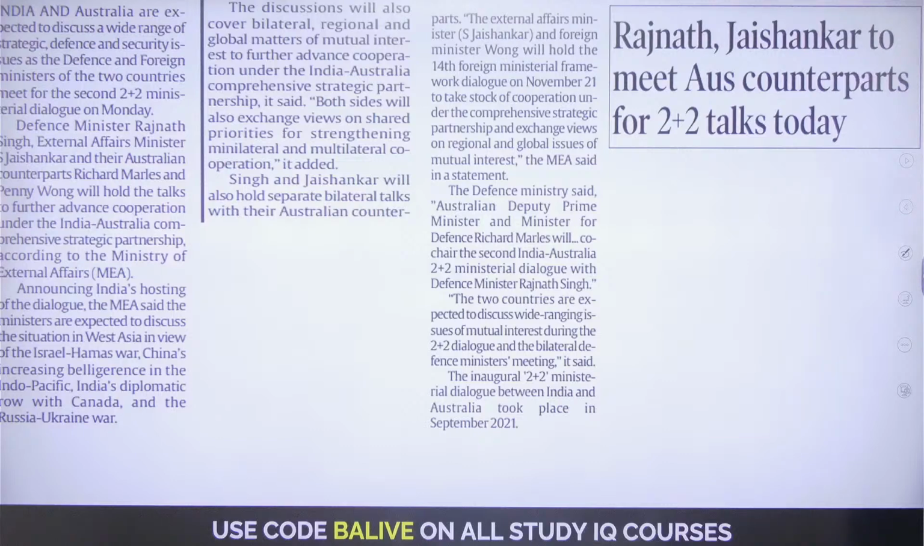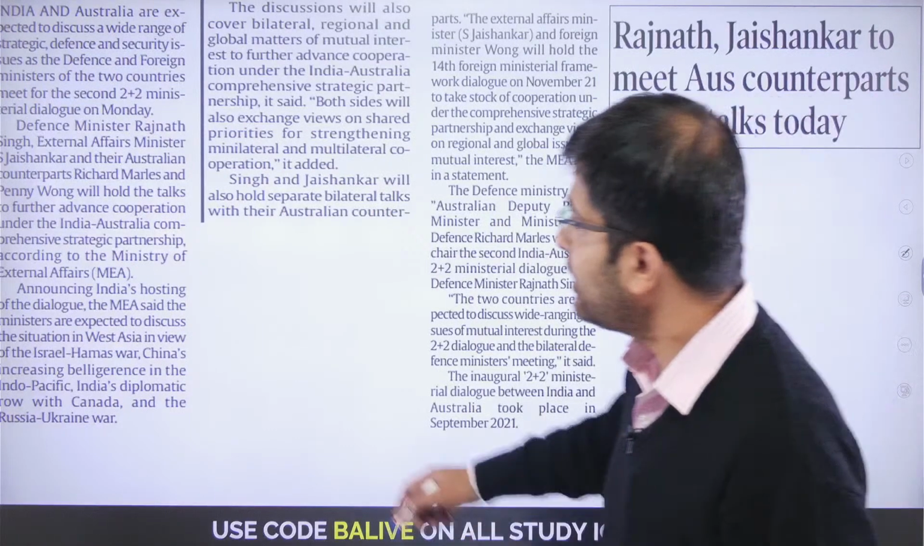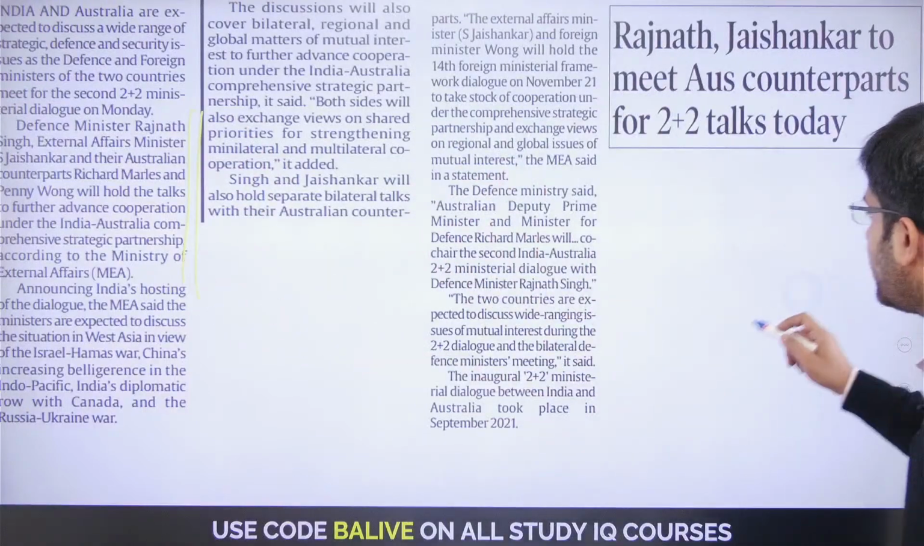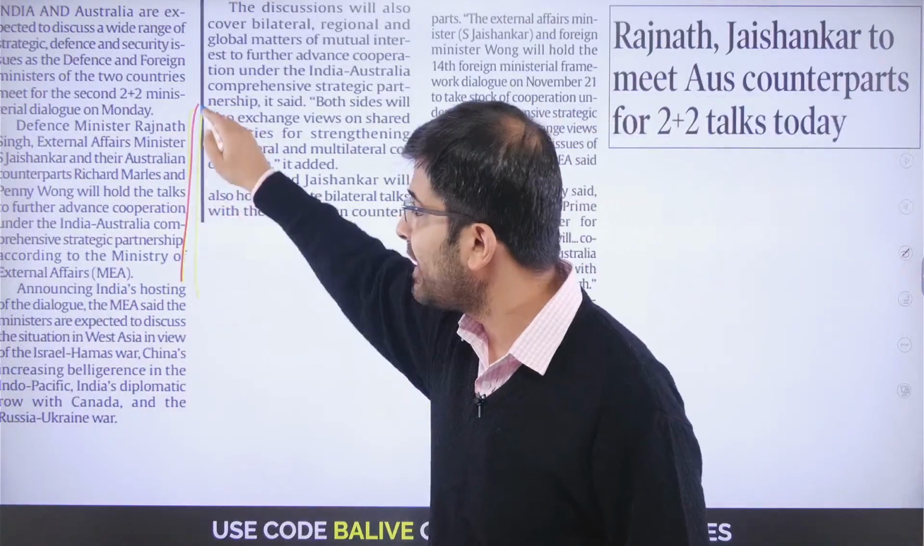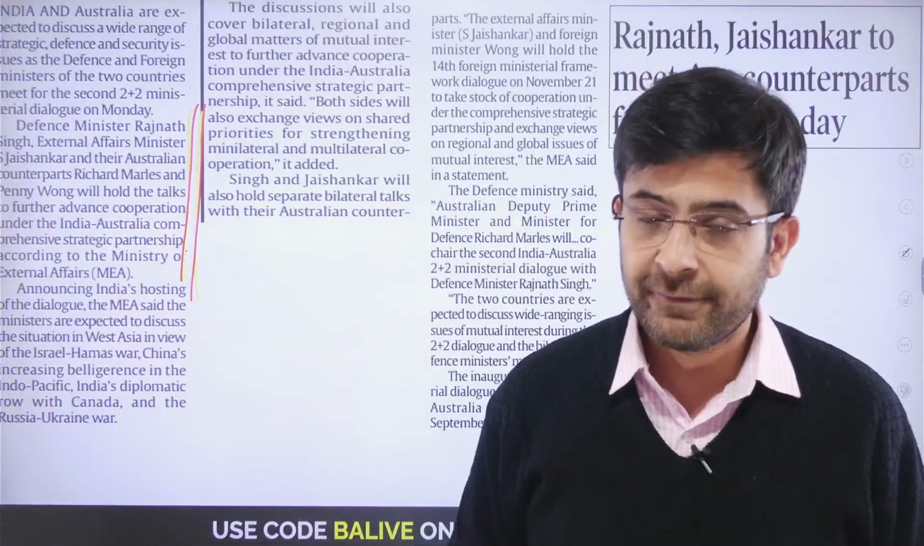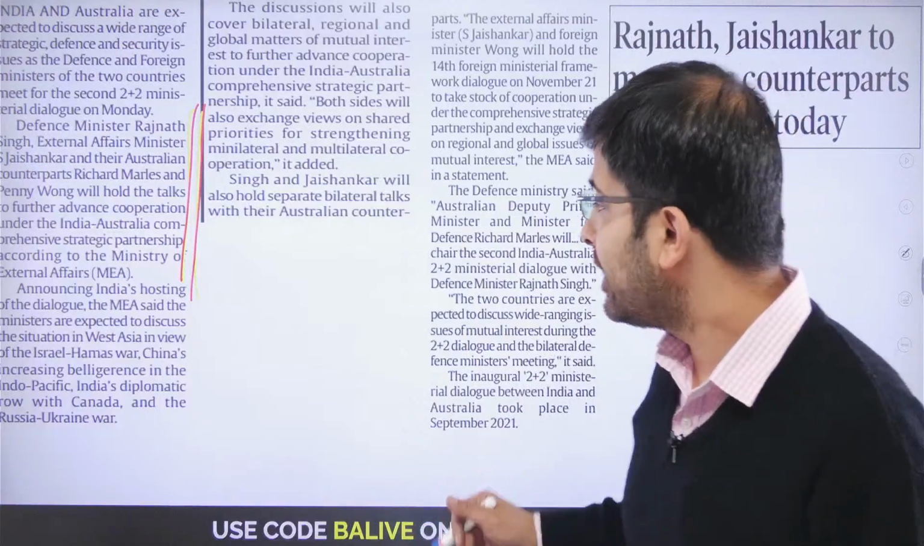The second topic that I have for you today: the 2+2 talks that will be happening. Very, very important. You have Defence Minister Rajnath Singh, External Affairs Minister S. Jaishankar, and their Australian counterparts, the Australian Defence Minister and the Australian External Affairs Minister. They will be meeting and discussing issues of bilateral importance and significance. So let's go ahead and understand.